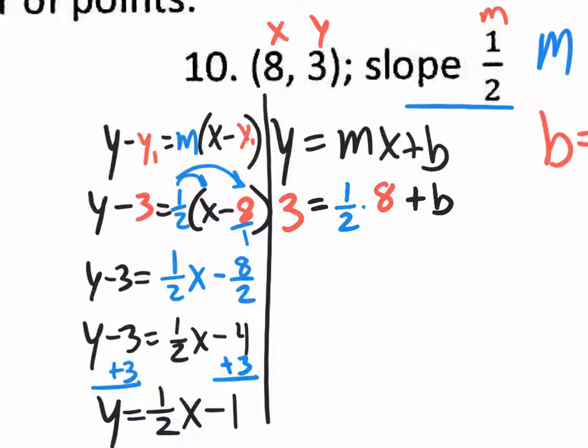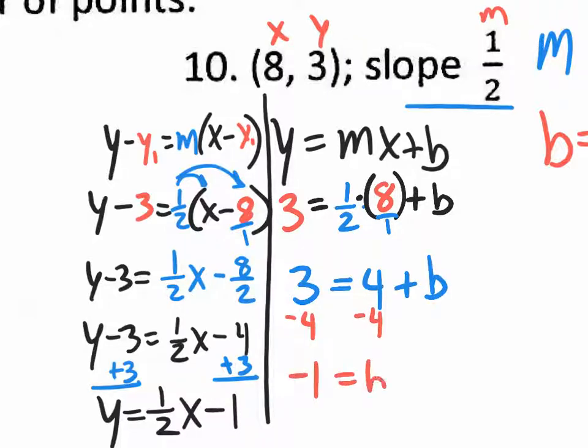So yeah, you could put the multiplication dot, or you could put parentheses, or you could do both the dot and the parenthesis. When you work this out, put the 8 over 1, multiply top with the bottom, you're going to get again 8 over 2, and 8 divided by 2 is 4, with the equal sign, with the 3, with the plus b. Subtract 4, negative 1 equals b.